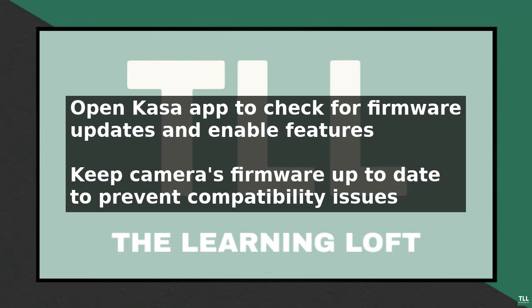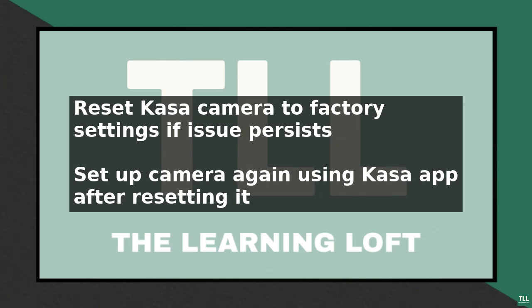If none of these steps resolve the issue, it may be necessary to reset your Kasa camera to its factory settings. To do this, press and hold the reset button on the back of the camera for a few seconds until the light turns blue, indicating that the camera has been reset.